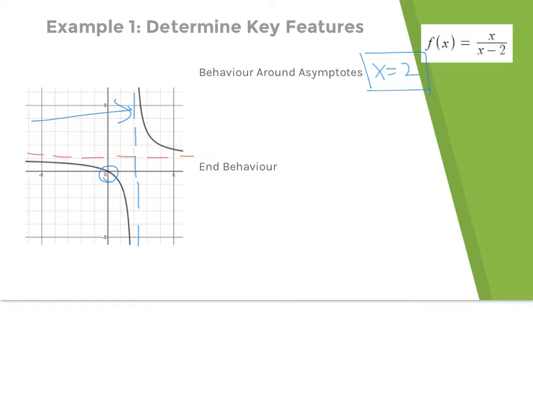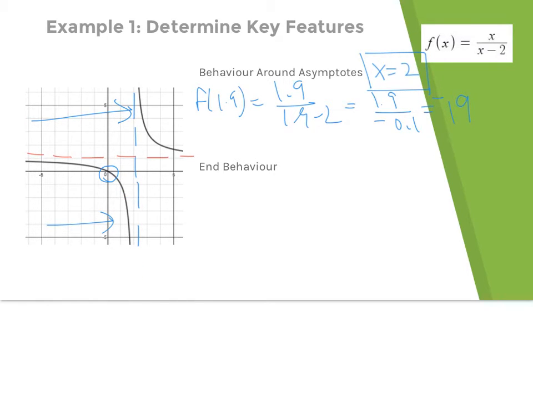If we try 1.9 and put that in, we get f of 1.9 equals 1.9 over 1.9 minus 2. On the top we have 1.9, and on the bottom we have 1.9 minus 2, which gives us negative 0.1, which equals negative 19. So as we approach the asymptote from the left-hand side, as we get very close to it, the value becomes negative. If we try 1.99, we're going to get even more negative, but we're never going to cross that x equals 2 line.